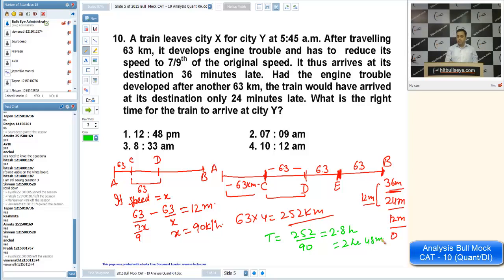And since the train is starting at 5:45 am, after 2 hours and 48 minutes, the time will be equal to 5 o'clock plus 2 hours, 7 o'clock, and 45 minutes plus 48 minutes. When you add it up, it will come out to be 8:33 am.